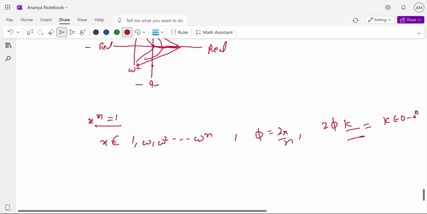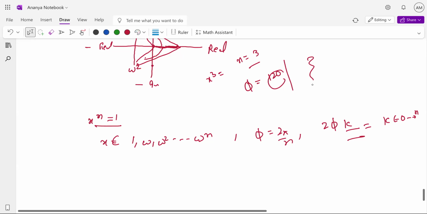Yeah, let's see. I'll just put the value here and you will get the idea. Let's take again the example x cube. What is the value of n? That is 3. What will be the phi in my case? That should come out to be 120. Is that clear? Yes. 120 should be the angle difference between each of the roots. Yes, sir. Okay, got it.